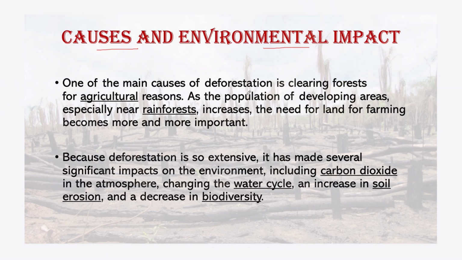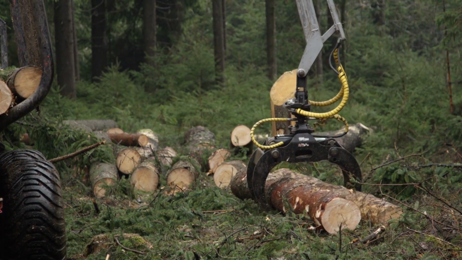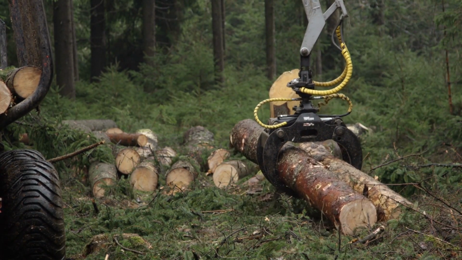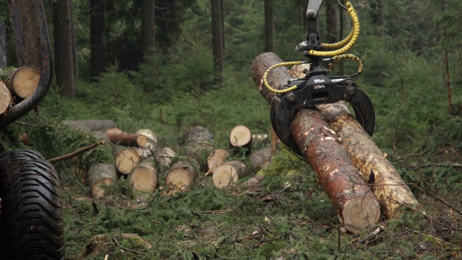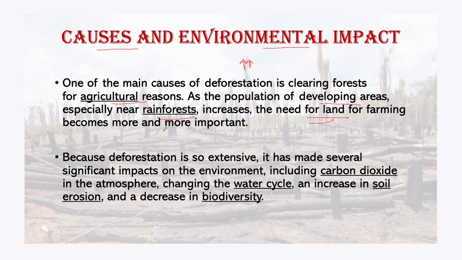Now one of the main causes of deforestation is clearing forest for agricultural reasons. As the population is increasing with time, especially in developing areas near the rainforest, it is increasing the need for land. So more land is needed for farming, and it is becoming more and more important. For most people, a forest has no value when its resources are not being used. So the incentives to deforest these areas outweigh the incentives to preserve the forest. For this reason, the economic value of the forest is very important for developing countries.